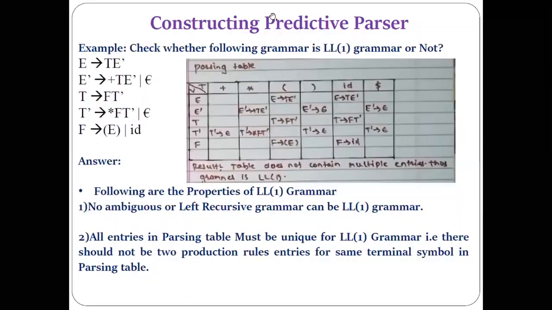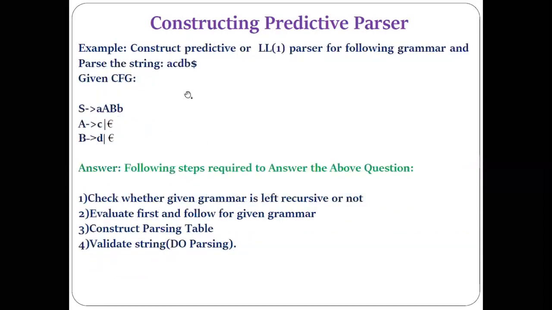Now for your practice purpose, here I have given you an example. This is the example that you have to solve. Construct the predictive parser or the LL1 parser for the following grammar and parse the string. Which string do you have to parse? ACDB. And you are given this context-free grammar.